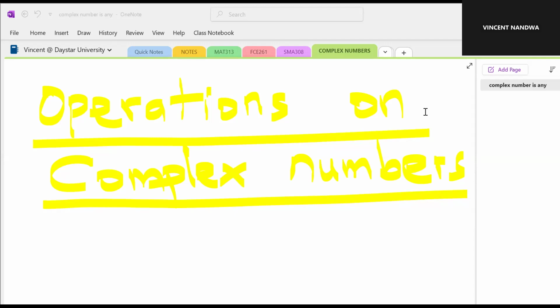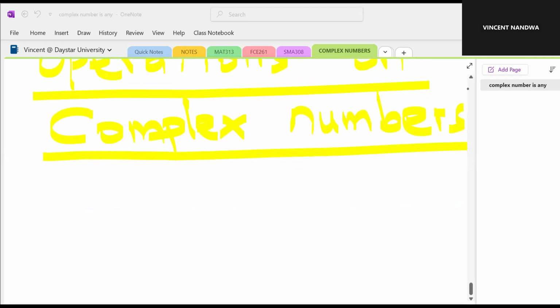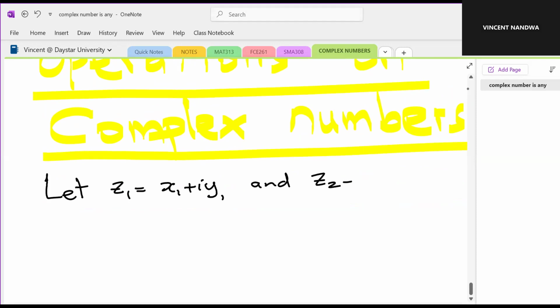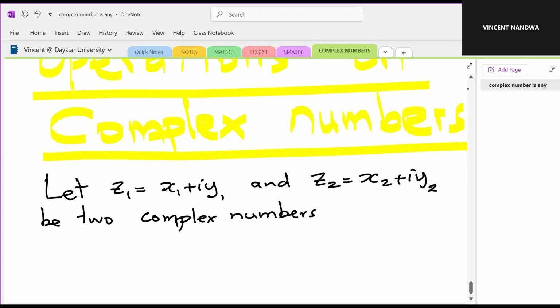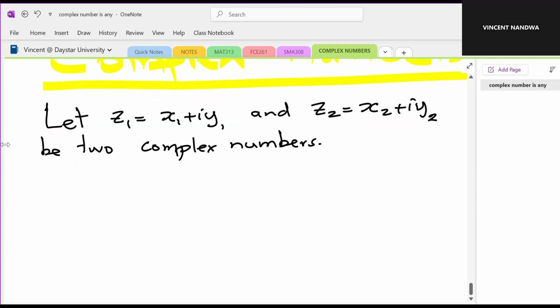So let's have two complex numbers. Let Z1 given by X1 plus iY1 and Z2 given by X2 plus iY2 be two complex numbers. So let's have Z1 and Z2 as our complex numbers. So first, let's discuss addition.